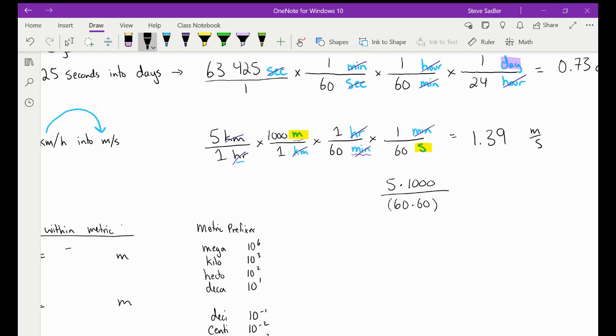Converting within metric. I'm going to show you what I think is the easiest way to do it. You might have been taught differently. If you like doing it differently, it's going to get you the same answer, and that's totally fine.